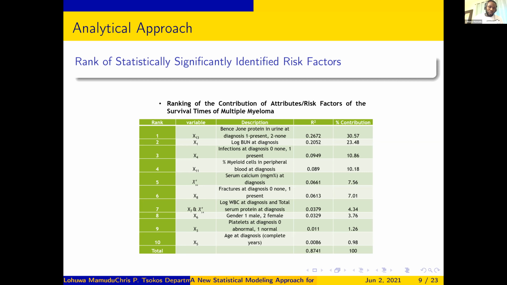Now it is important to know that these variables that were found are statistically significant. So there could be other confounding variables, but over here we are focusing on statistically significant variables in the model building. Having ranked these variables and now knowing the variables that contribute so much to the survival time, it also means that if a patient visits the medical doctor and is diagnosed with multiple myeloma cancer, and the patient is found to have, let's say, Bence Jones protein, then we know Bence Jones protein could contribute about 30.57% of the survival time of the patient, which means the patient needs critical treatment in order to increase the survival time and to prevent the patient from dying sooner.